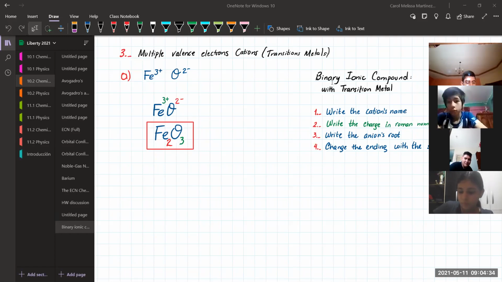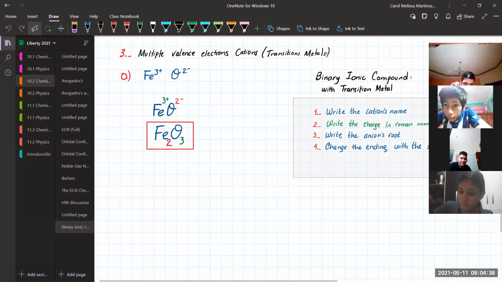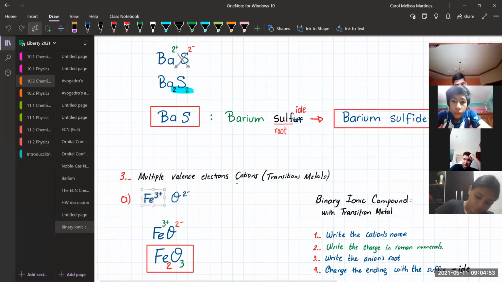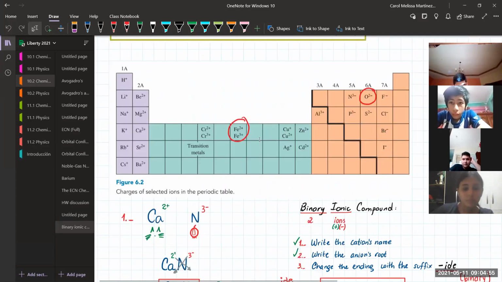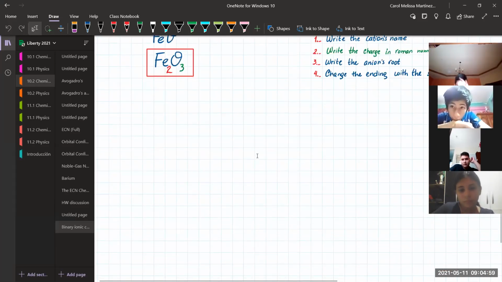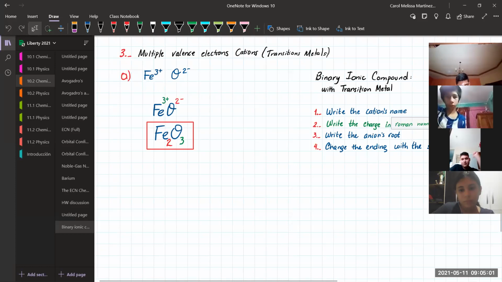How can we name it? Take a look at the rules. Here I included an extra rule for this. It says the first one is the same, write the cation's name. In the second one, it says write a charge in Roman numerals. Because iron has multiple charges, as you can see here in this periodic table, you need to indicate the charge. The way to do it is in Roman numerals.